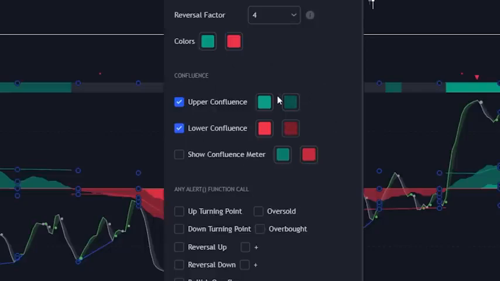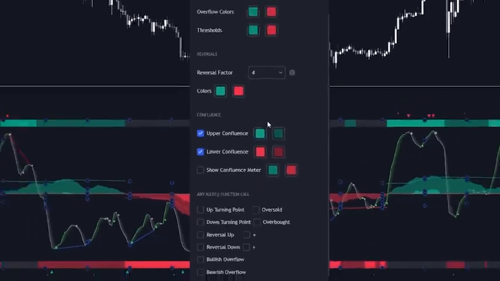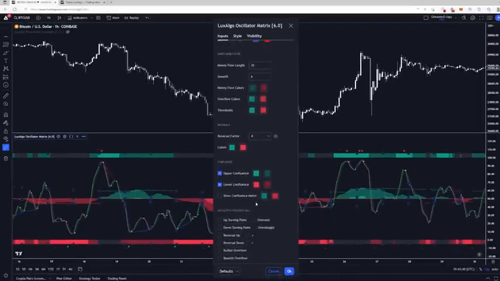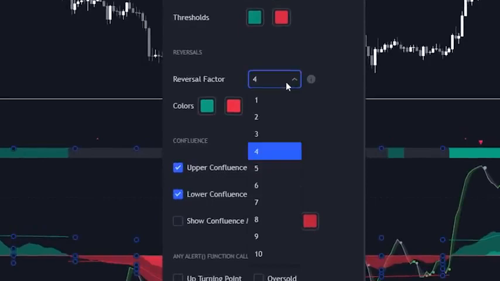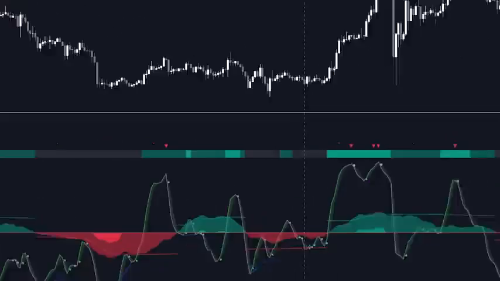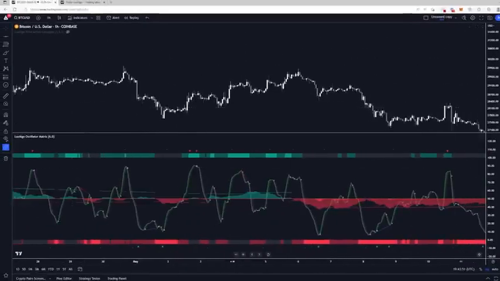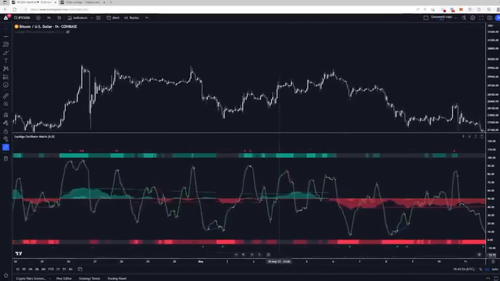These are all stylable. You have styling options for literally every single feature in here, so you can customize it however you like. You can adjust the settings of the reversal signals as well if you find there's too many or you just want to have the more significant ones displaying on your chart.